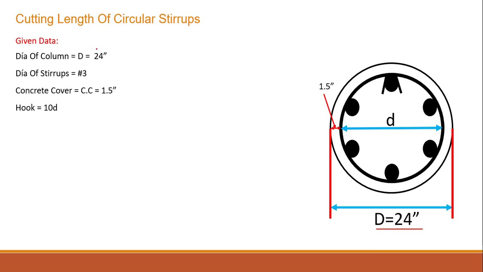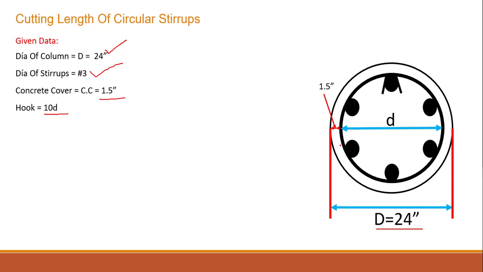Now let's look at the given data. Dia of column is 24 inch, and dia of stirrup that we are using here is number 3 by 8 inch, and concrete cover over here is 1.5 inch, and hook we will take as 10D.